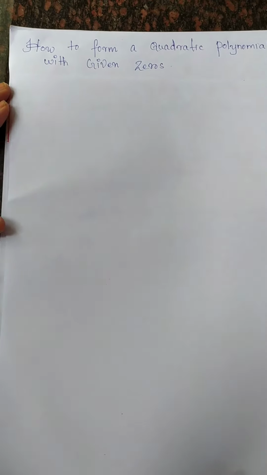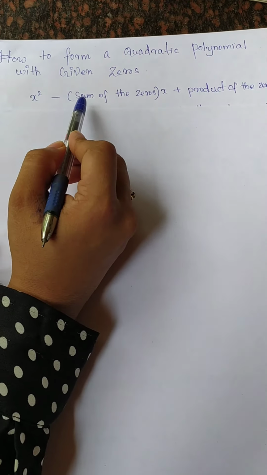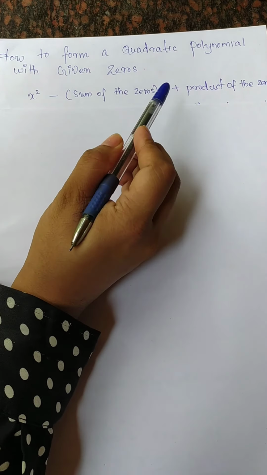Here we are going to discuss how to form a quadratic polynomial with given zeros. In a quadratic polynomial, how many zeros will be there? There will be two zeros. So how to form a quadratic polynomial when the zeros are given? There is an equation to keep in mind for further problems: x square minus sum of the zeros times x plus product of the zeros.